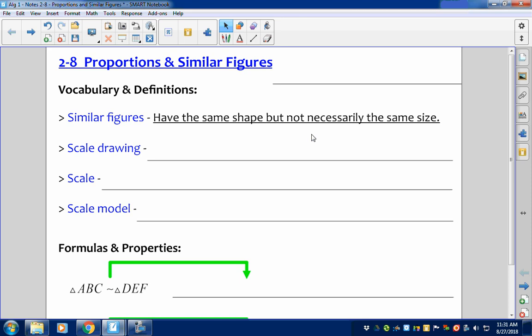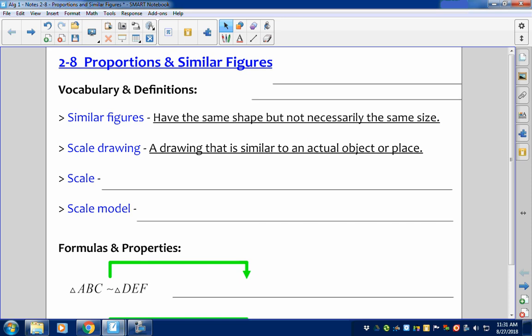Similar figures have the same shape. So what we're looking for with similar figures is that all the angles are the same, right? But it's been blown up or shrunken down so that the side lengths are just proportional with some scale factor. It might be 1-to-4, 1-to-2, or 4-to-1, or 2-to-1. A scale drawing is a drawing that is similar to an actual object or place.